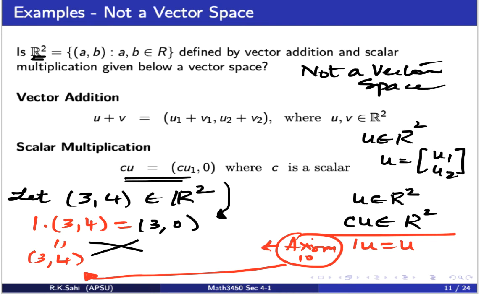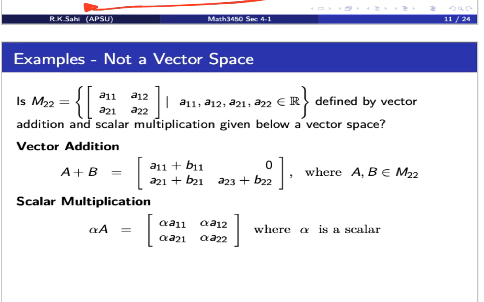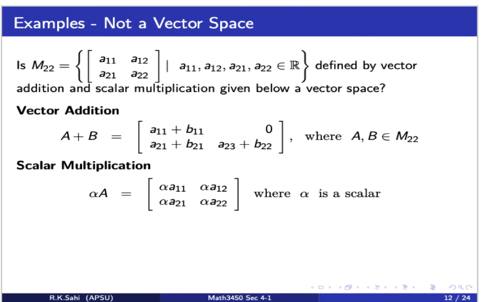Now let's look at another example of not being a vector space. Here, M22. Remember we have talked about this earlier, M22. It is the set of all matrices. According to what we know from our example earlier, let me show you that. What is M22?